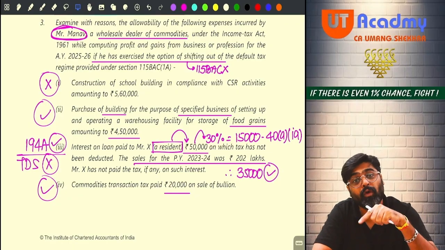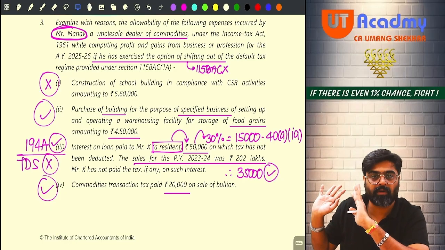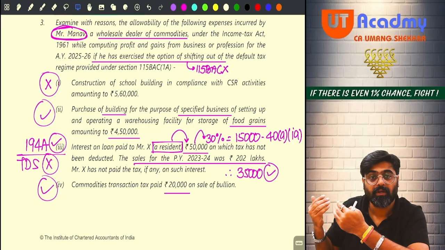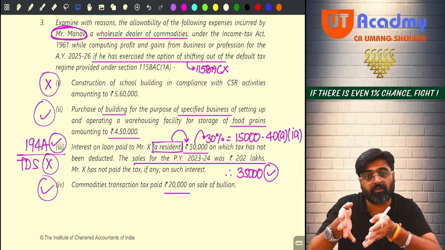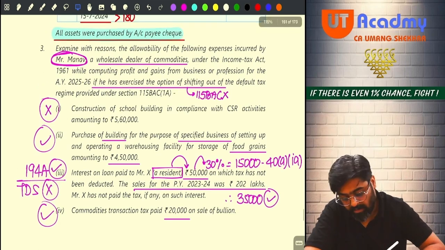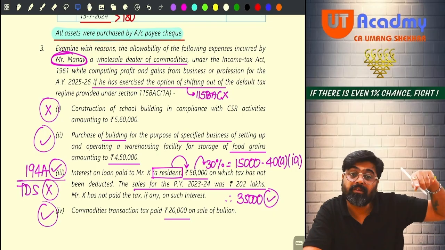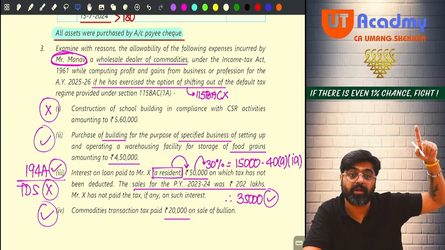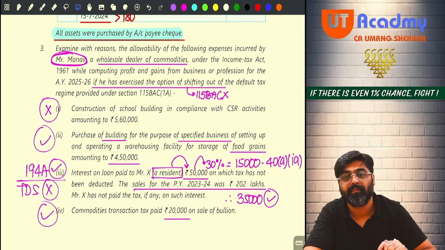But wait, if you are a payer whose last year's business turnover was not more than 1 crore, or last year's professional gross receipt was not more than 50 lakhs, then you are not supposed to deduct TDS under 194A. But they are saying for this individual assessee, Mr. Manav, his last year's business turnover was 202 lakhs, meaning his turnover was already more than 1 crore.